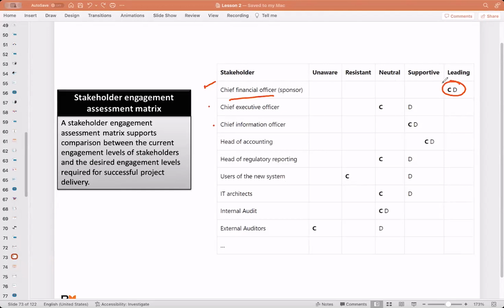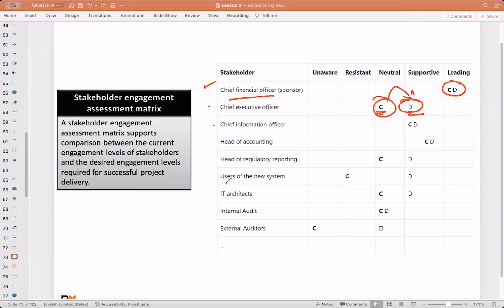But have a look at the second stakeholder, CEO. Currently, he's neutral. My desire is to make him supportive. Do you agree, guys? Why should the CEO of my company be neutral in my project? I'm doing a project for my company only. It's the CEO. Why should he be just neutral? He should be supportive, right? So currently the CEO is neutral, but my desire is that let him be supportive in my project.